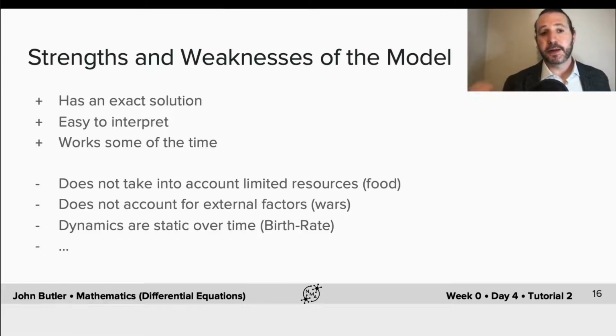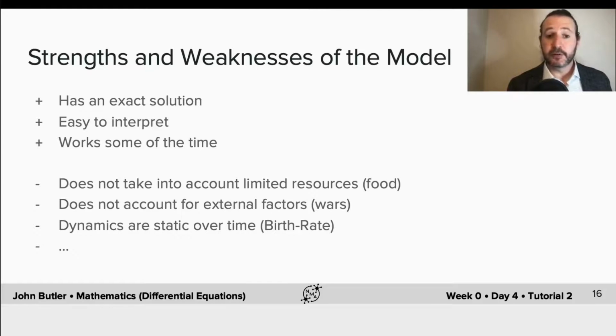So these kind of equations, specifically this model, has some strengths and weaknesses. It has an exact solution, which is great, and that's great for learning. It's easy to interpret. It works some of the time. So that means that this kind of population model is okay, but it can break. And why does it break?